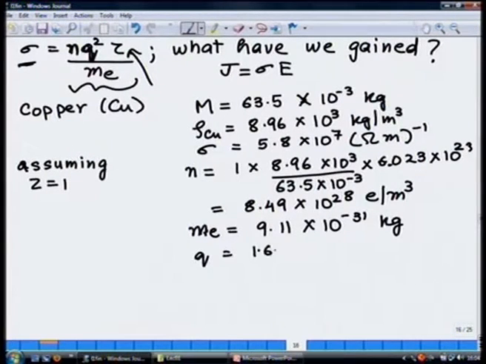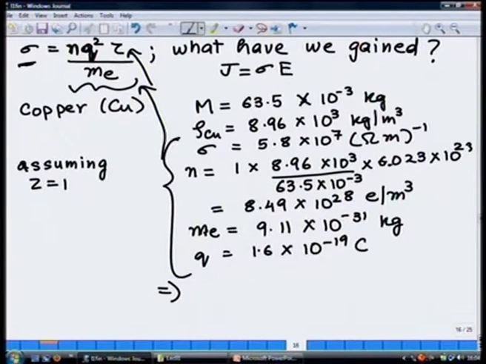Therefore, if we plug all these numbers into our formula right here, what do we get tau as? Tau is equal to, and all these numbers include sigma also, the conductivity. So, tau is calculated as 2.43 into 10 to power minus 14 seconds.